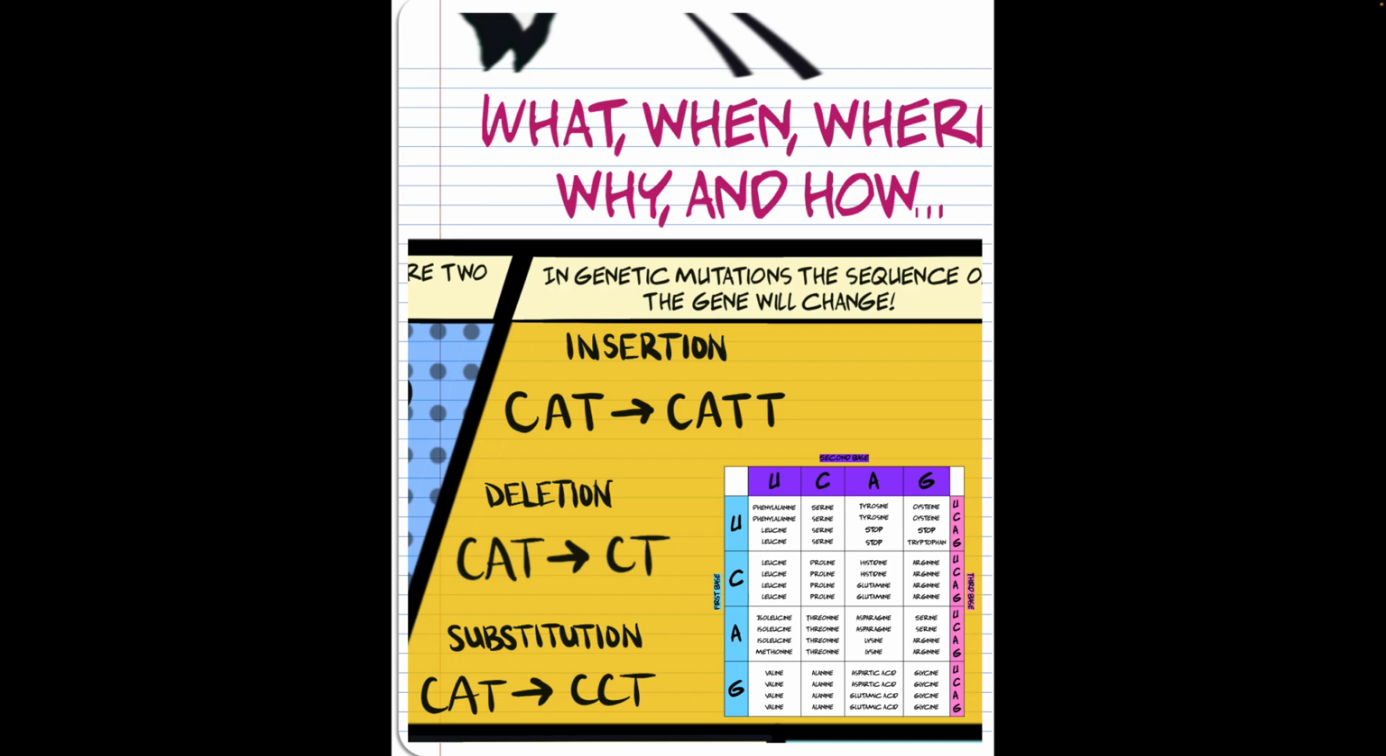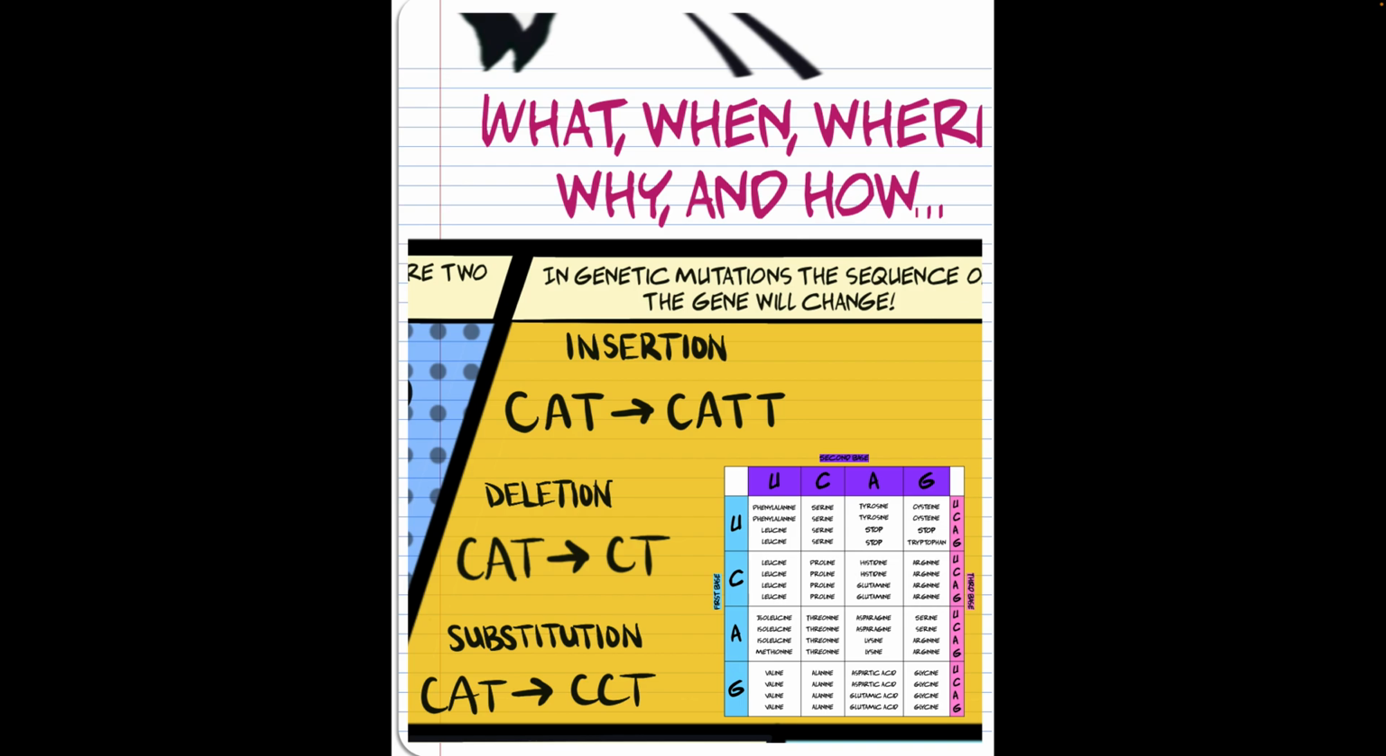So we have our frameshift mutations, which is going to be insertion and deletion. With insertion, an extra base is added into the sequence. With deletion, a base is taken out of the sequence. So both of these are referred to as frameshift mutations because they're a shift in the reading frame. And since the bases are read in groups of 3, when there's an extra or missing base, the frame isn't being read properly. So something's being cut out or added in that shouldn't be there.